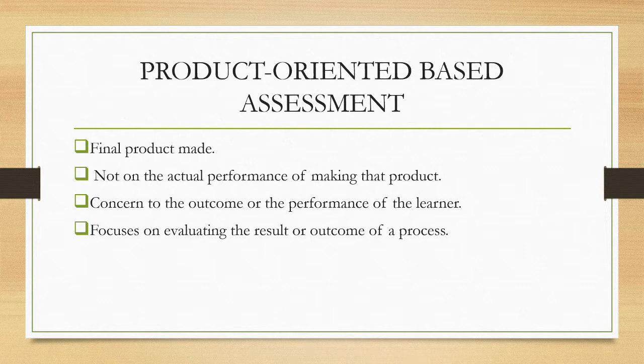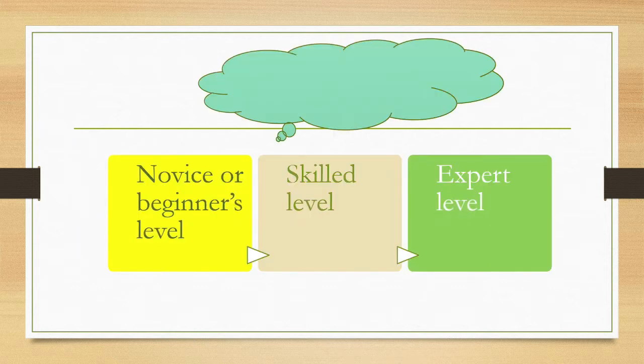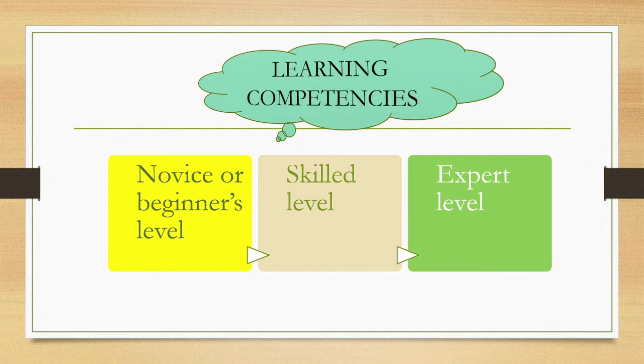Under the product-oriented performance-based assessment, there are 3 learning competencies. There are other ways to state product-oriented learning competencies. For instance, we can define learning competencies for products or outputs in the following ways. First is the novice or beginner's level, which is level 1. Second, the skilled level, which is level 2, and the expert level, which is level 3.